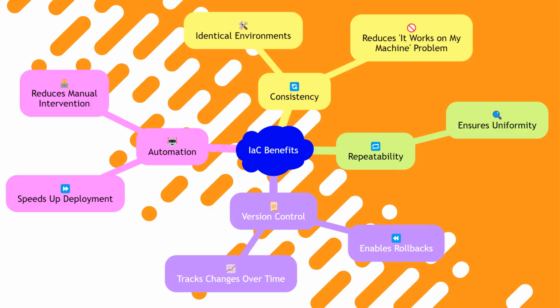IaC offers numerous benefits, including consistency, repeatability, and version control. By defining infrastructure as code, teams can ensure that environments are identical, reducing the "it works on my machine" problem. IaC also allows for versioning of infrastructure configurations, enabling rollbacks and tracking changes over time. Additionally, IaC facilitates automation, reducing manual intervention and speeding up deployment processes.